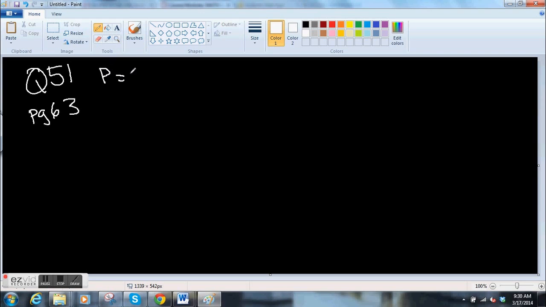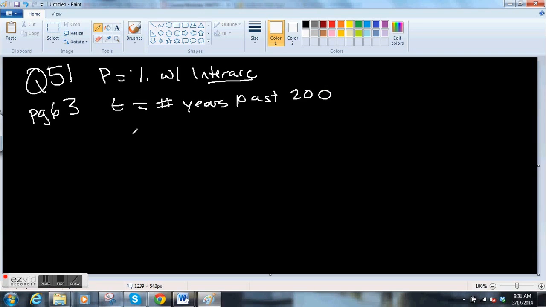It says P equals the percent of the U.S. population with internet access, percent with internet access, and T equals time, number of years past 2000. Past the year 2000. And here's the formula they give you. 4 times P, the percent, minus 11T equals 200.7.